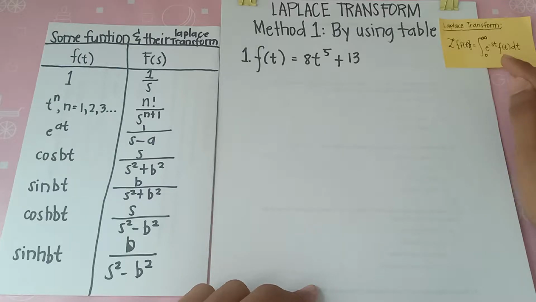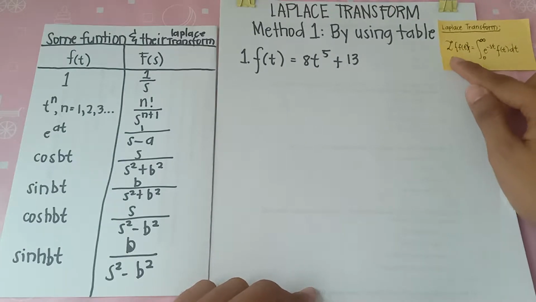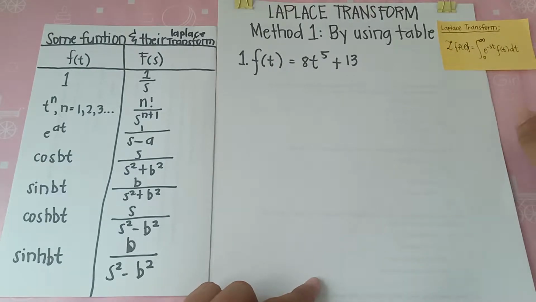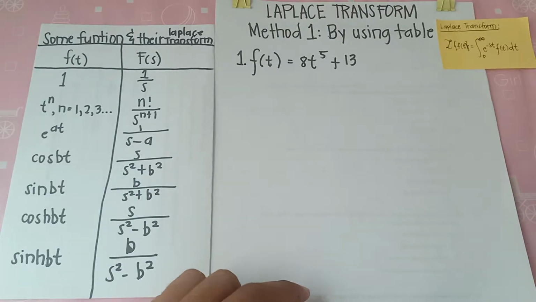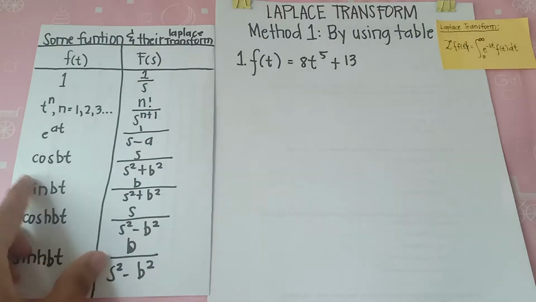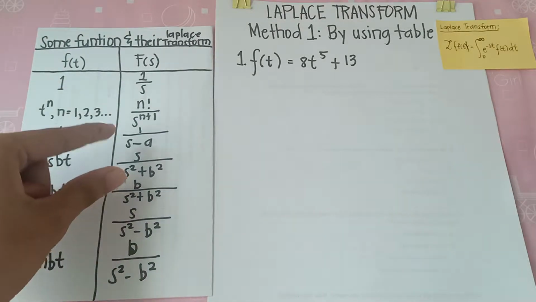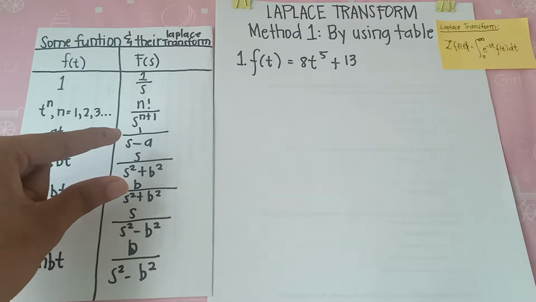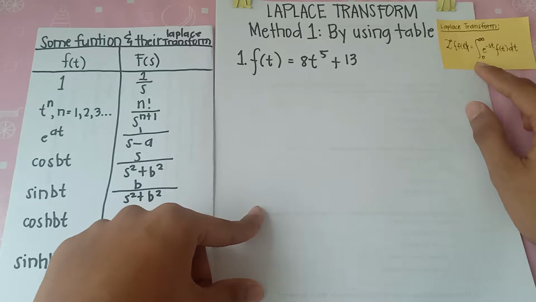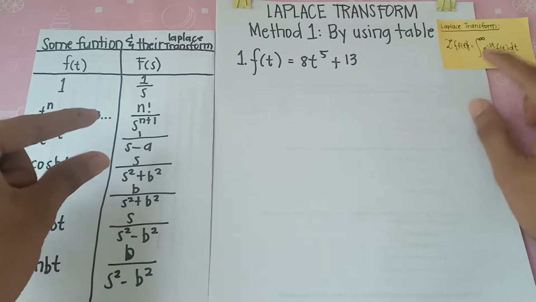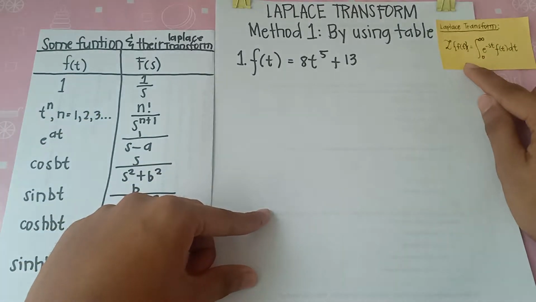Here, e raised to negative st is the kernel of the transformation, and this symbol represents the Laplace transform operator. We have two methods in solving the function by using the Laplace transform. First is by the use of this table, where equivalent functions have equivalent Laplace transforms. Next is by the use of this equation, by the use of integrals, so this equivalence of some functions is derived by using the Laplace transform equation.